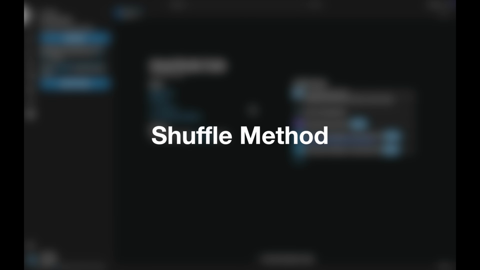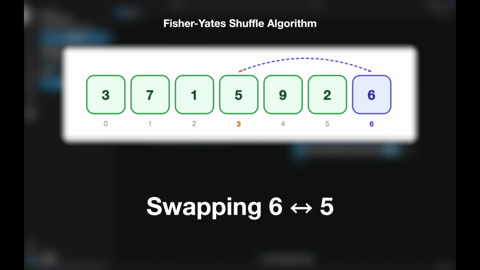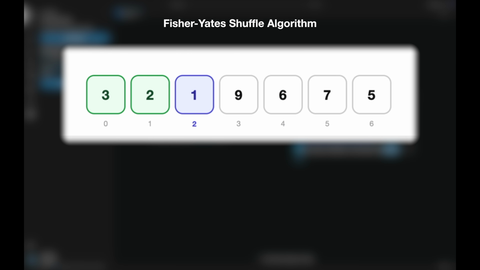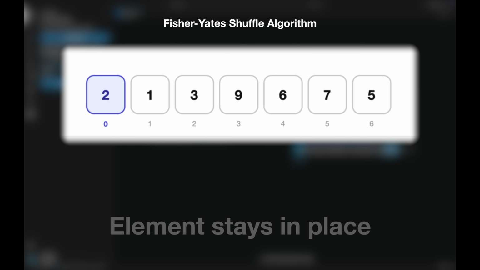In this video, we'll see what the shuffle method is and when it can be useful for you. Let me quickly explain how it works internally. It uses the Fisher-Yates shuffle algorithm, which iterates through the collection from the last element to the first, swapping each element with a randomly chosen element at or before it. This guarantees a uniformly random permutation.